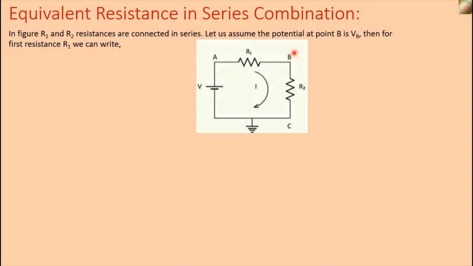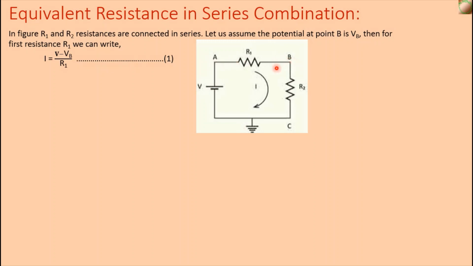Suppose the potential at point B is VB. Then for the first resistance R1, we can write I is equal to V minus VB divided by R1. Here the potential at point A is V and at point B is VB, because the electric potential for this electric cell is V and the lower potential terminal is connected with the ground, therefore the higher potential is V.